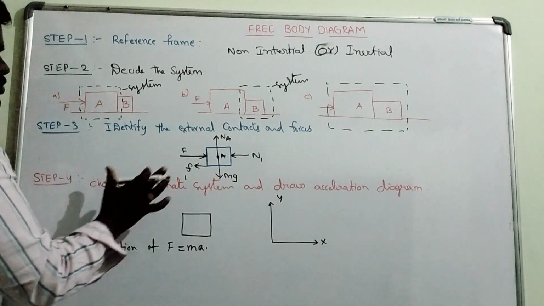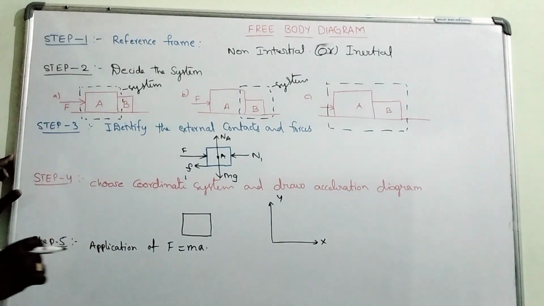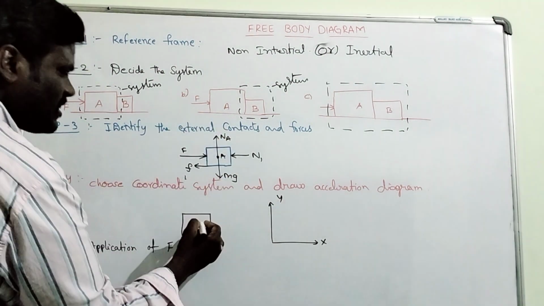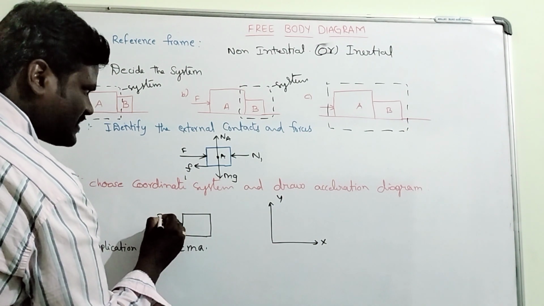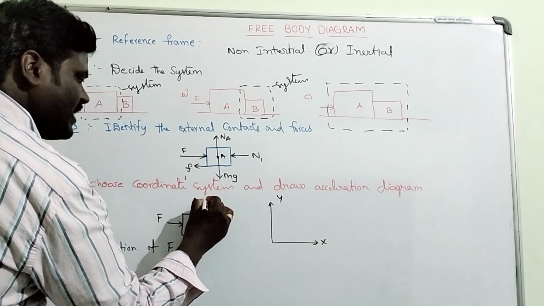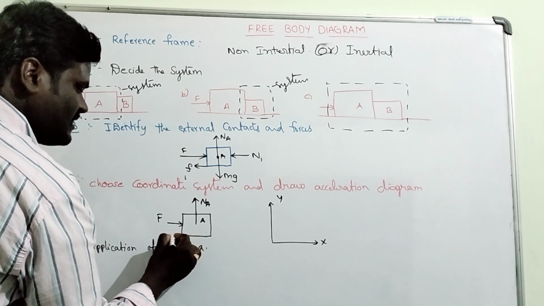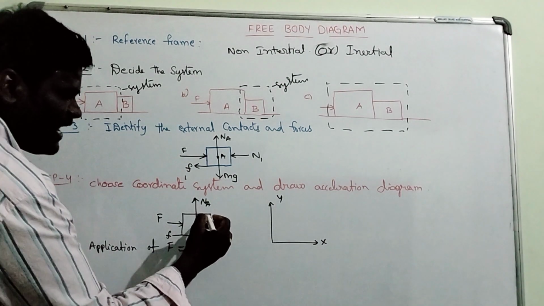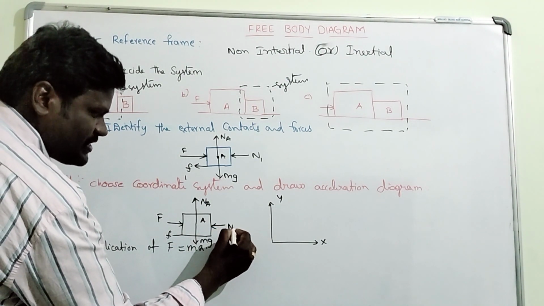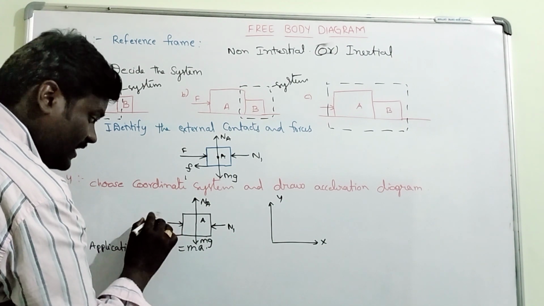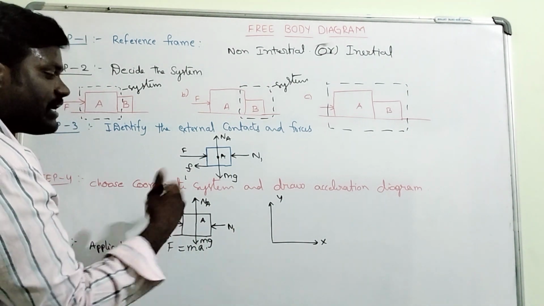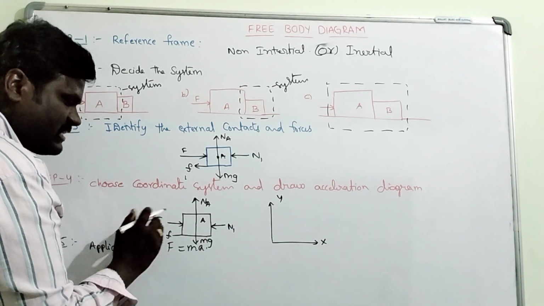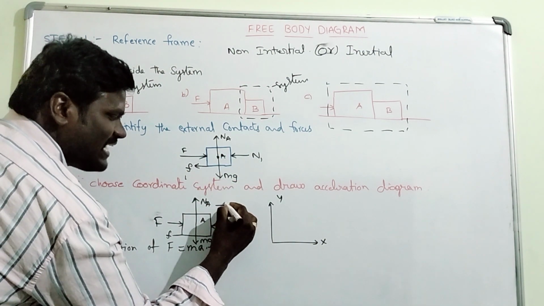And step 4, choose the coordinate system and draw the acceleration diagram. Here we need to choose the coordinate system for this acceleration. The same things I am going to apply here. This is the applied external force. This is the normal reaction for the system, here is the frictional force, here is the gravitational force mg, and here is the normal force which is opposite to the applied force. When the applied force is greater than the friction, the system is in motion. If the frictional force is small, then the applied force will produce acceleration.